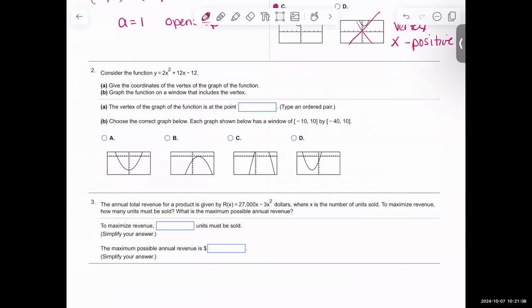Consider the function y = 2x² + 12x - 12. Give the coordinates of the vertex of the graph of the function. Graph the function on a window that includes the vertex. You could graph this first and figure the vertex out from the graph, or you can figure the vertex from the formula and then graph it. It's like six of one, half a dozen of the other. I'm gonna find the vertex.